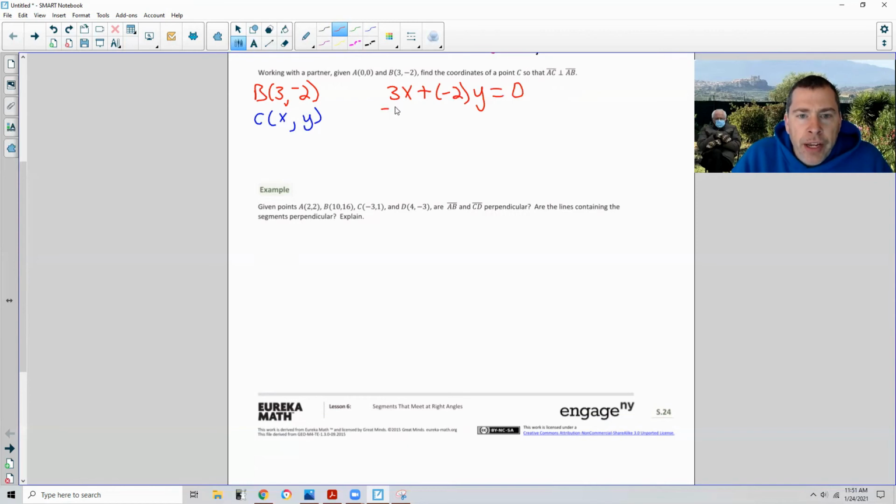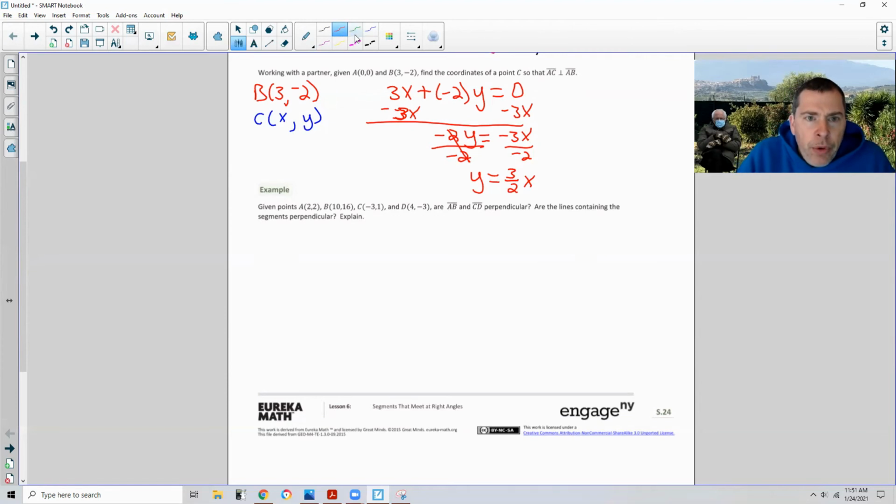Okay, so if I solve for y, I have to subtract 3x from both sides. This is a 3, by the way. And 3x minus 3x cancels, and I'm left with -2y equals -3x. To get y by itself, I divide by -2 on both sides, and therefore I get the equation y equals, a negative divided by a negative is positive, and I get y equals 3/2 x.